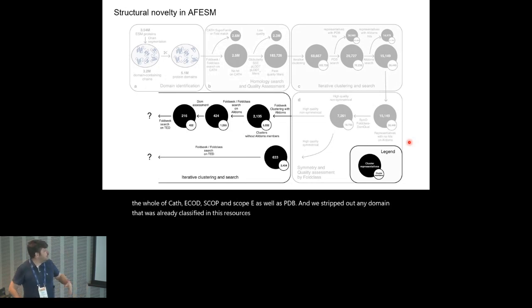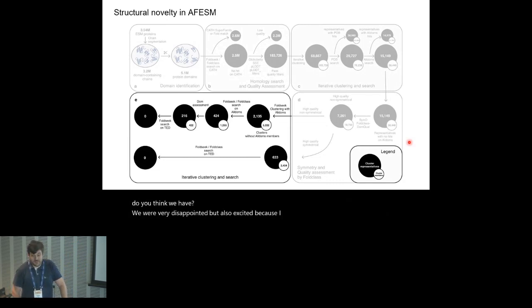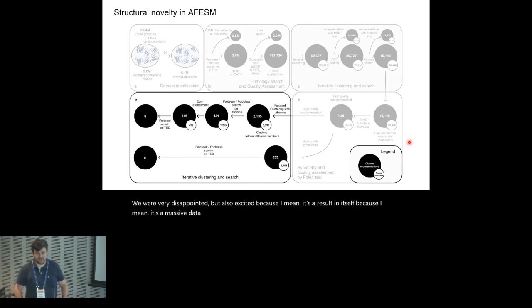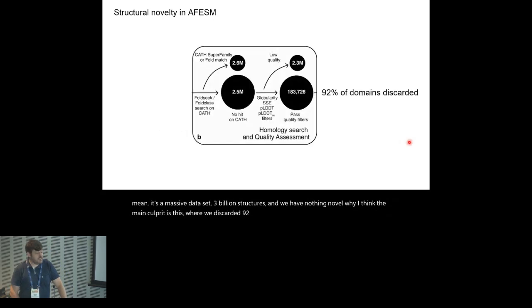So at the end of this process, how many novel folds do you think we have? Zero. We were very disappointed, but also excited because it's a result in itself. It's a massive data set, 3 billion structures, and we have nothing novel. Why? I think the main culprit is this step, where we discarded 92% of domains, which indicates that probably a lot of ESMFold predictions are not really well made, and potentially something that we cannot model.